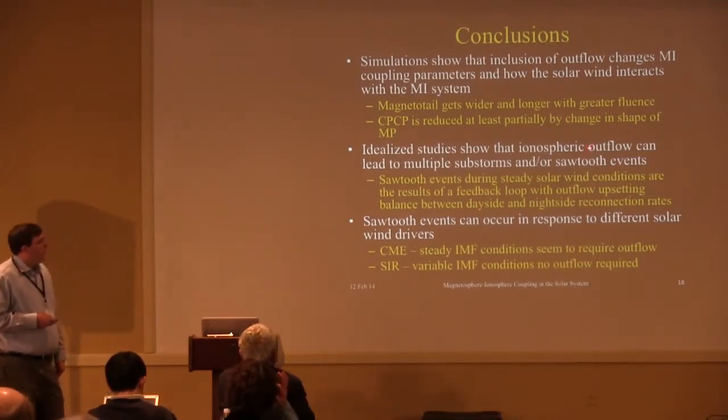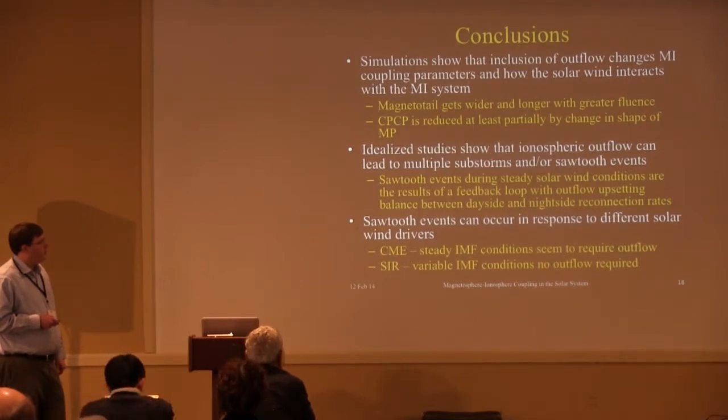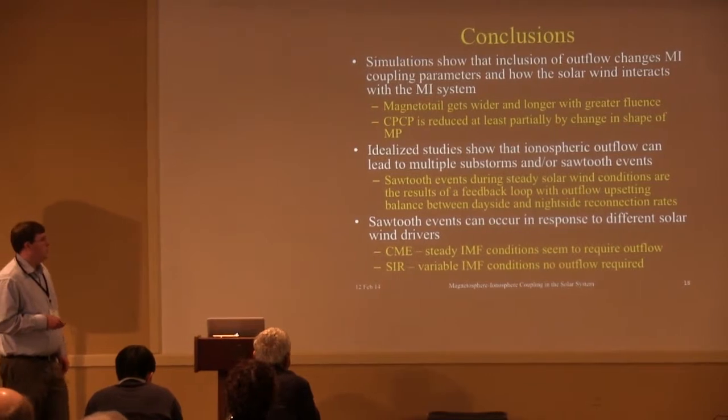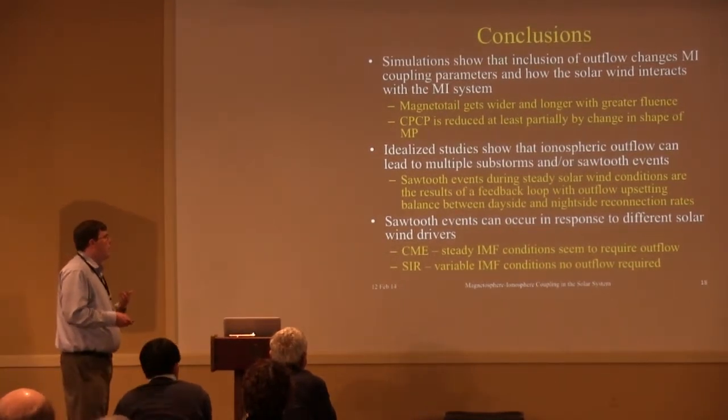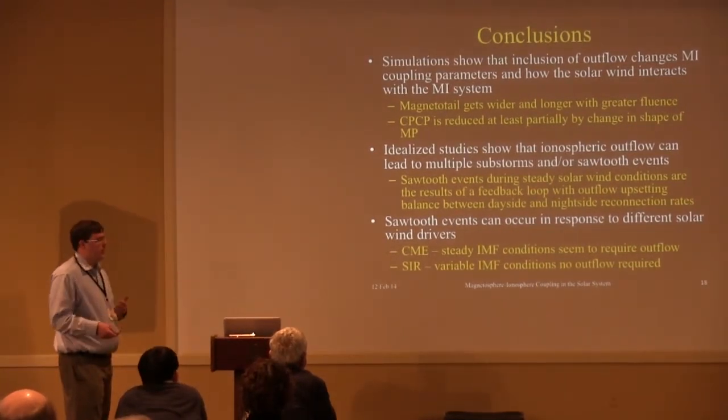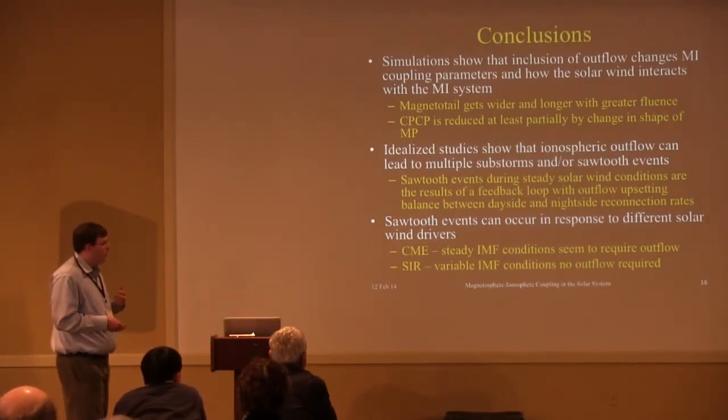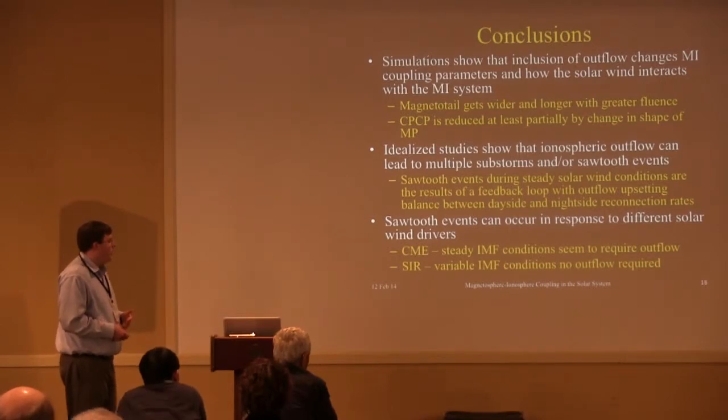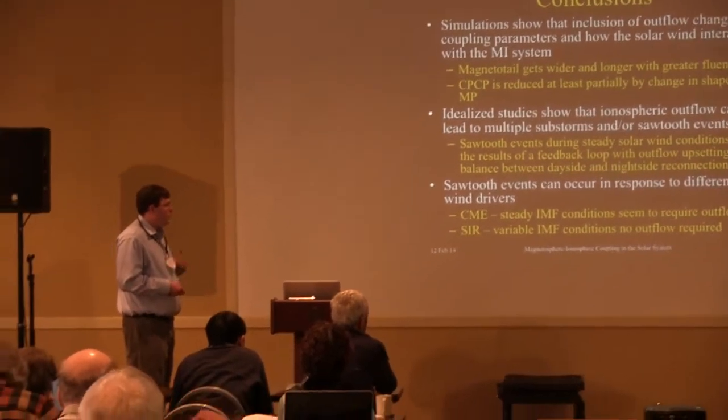Idealized studies show that ionospheric outflow can lead to multiple substorms and/or sawtooth events. Sawtooth events during steady solar wind simulations are the result of a feedback loop with outflow upsetting the balance between the dayside and the nightside reconnection rates. Sawtooth events can recur in response to different solar wind drivers. During steady CME-type strong driving conditions, outflow seems to be required, at least in these simulations, to get the sawtooth events. But in terms of much more chaotic SIR-type events, that's not necessarily true.